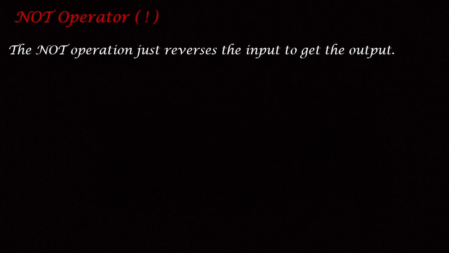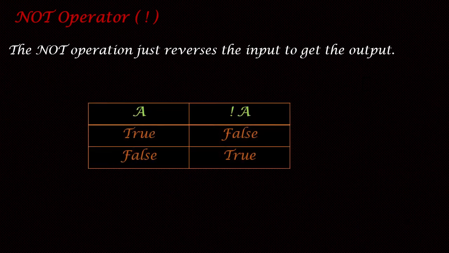Okay. Next is the NOT operation. The NOT operation simply reverses the input to get the output. So if we have a true value, then NOT of that condition is false, and in the same manner if my condition has a false value, then NOT of that condition is true.